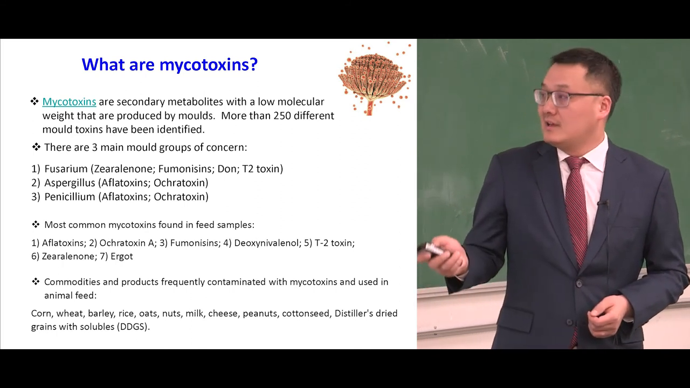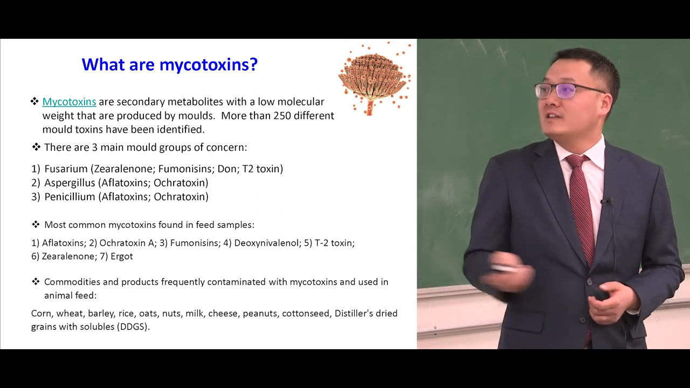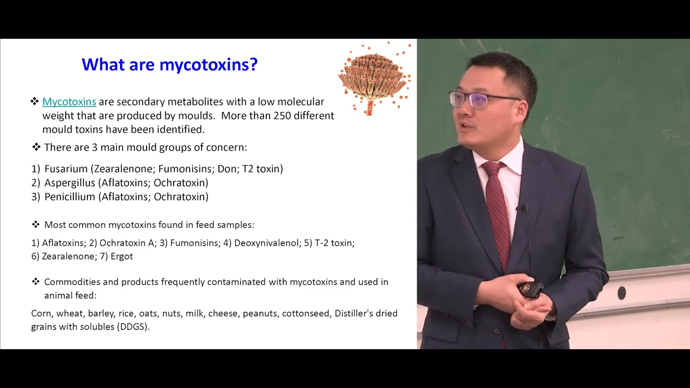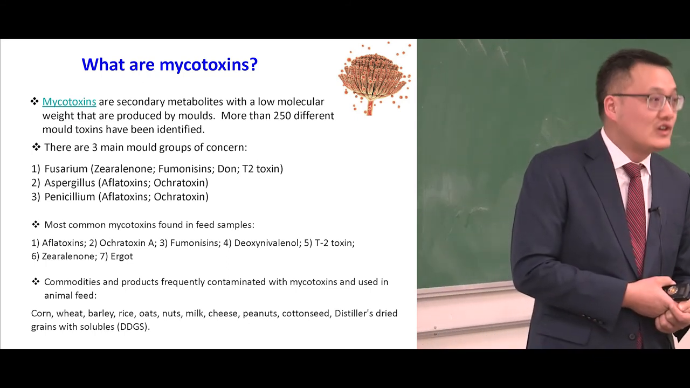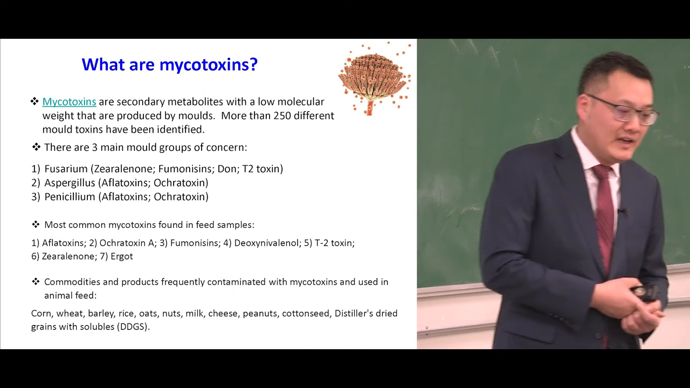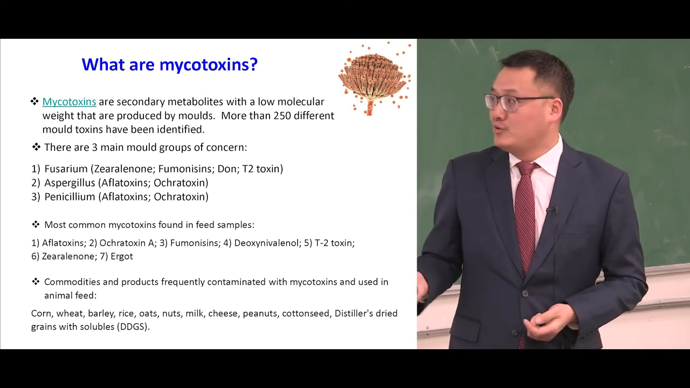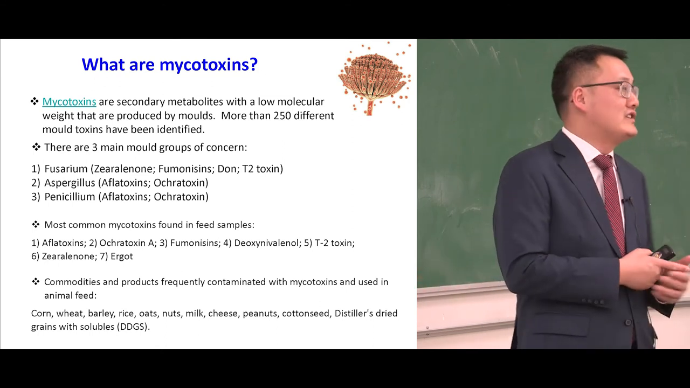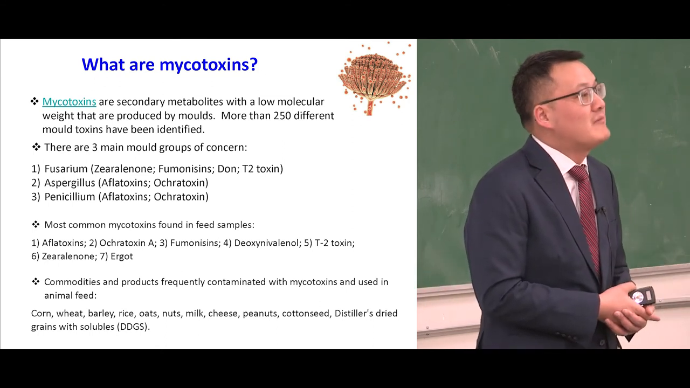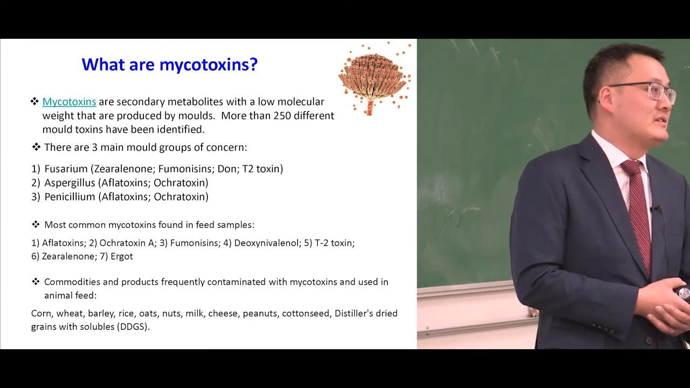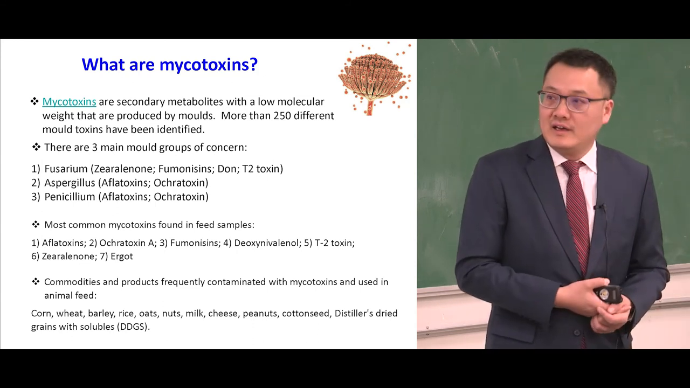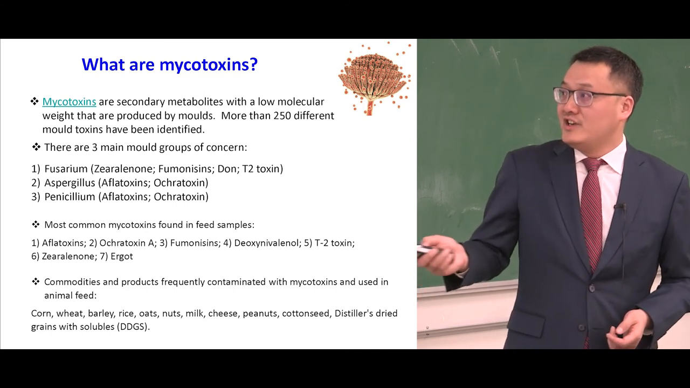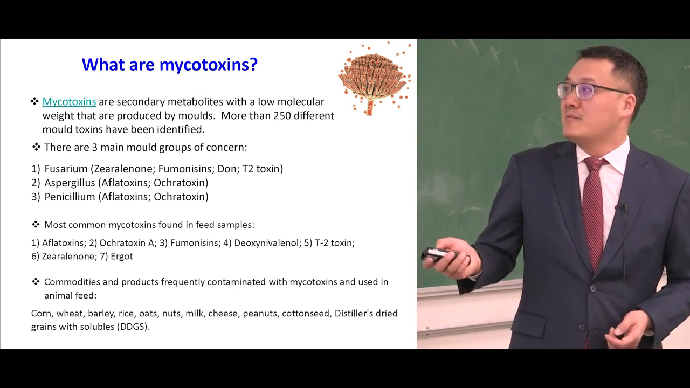And also nuts and milk. Nuts are mainly used for pet food, and milk and cheese byproducts, and peanut, and also cottonseed meal. They are used in ruminant and also sometimes poultry feed. And also distillers dried grains with solubles, the DDGS, which come from the ethanol plant as a byproduct. So these are the common commodities and ingredients that are contaminated with mycotoxins.